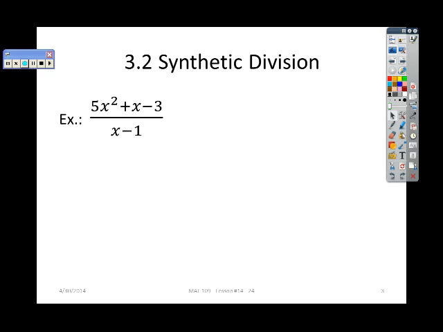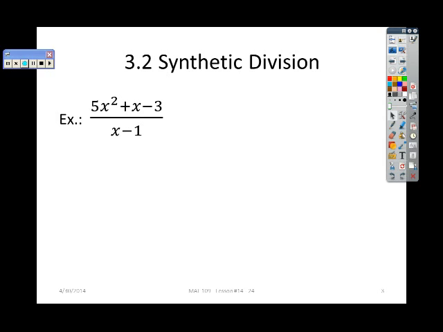Fortunately for what we're doing, the polynomial we will always be dividing by is always going to be a first order, so it's just going to be a binomial with a first order value for x to the first. That's all we're ever going to divide by. Because of that, we can use a very specialized type of division known as synthetic division.